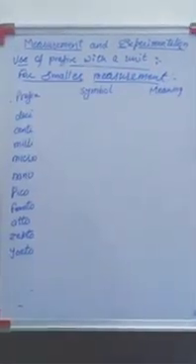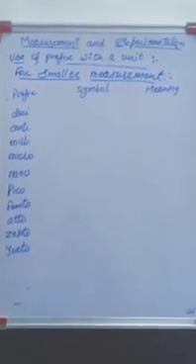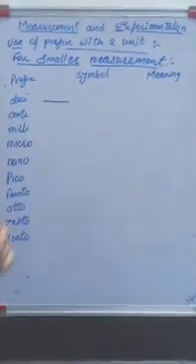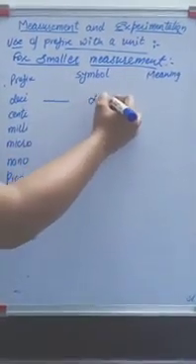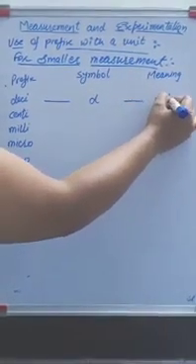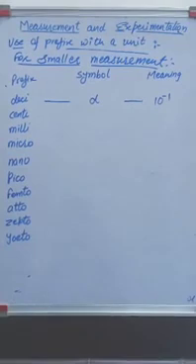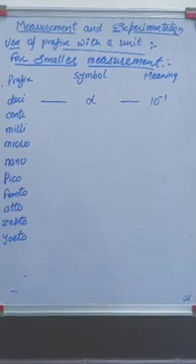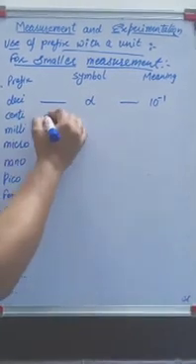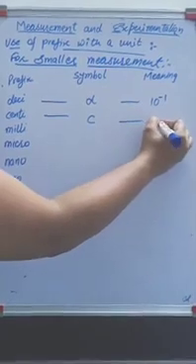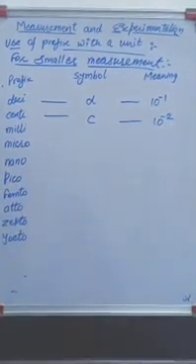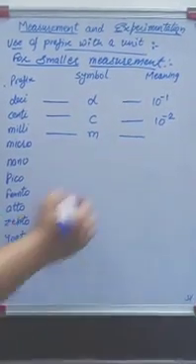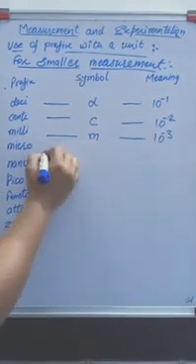Next, here are the prefixes for the smaller measurements. First is deci. Deci, the symbol is small d, and its meaning is 10 power minus 1, right? That means if I am writing, for example, decimeter, how much meter is it? 1 decimeter is equal to 10 power minus 1 meter. Centi, the symbol is c, and the value is 10 power minus 2, right? Next is milli, symbol small m, and the value is 10 power minus 3.